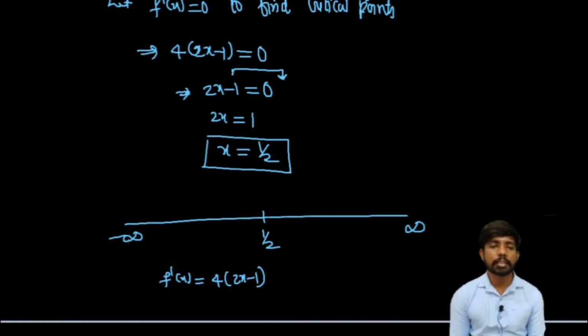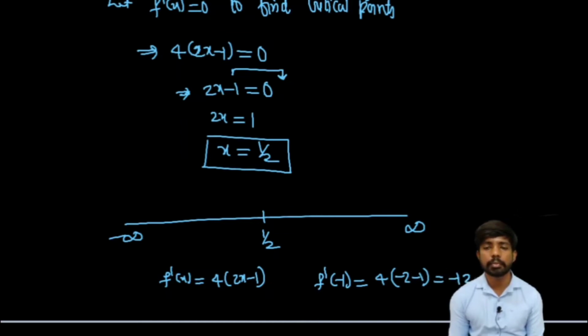Now, consider any number from minus infinity to 1 by 2 and substitute that number in the slope in place of x. Consider minus 1. So I am substituting minus 1 in place of x. So 4 times of minus 2 minus 1, which is minus 3, minus 3 4s are 12, minus 12. So you are getting a negative result, that means less than 0, negative. So I am putting negative.